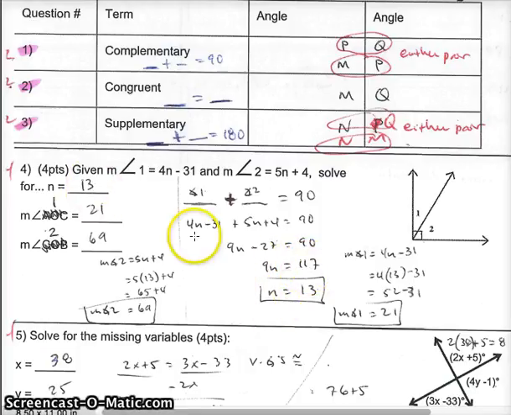There's 13. Now I can take the variable that I solved for and substitute it in. So n equals 13. You can multiply and get 52 minus 31. That'll give you measure of angle 1 is 21. And over here, measure of angle 2 is 5n plus 4. Substitute in 13. 5 times 13 is 65. 65 plus 4 is 69. Notice how these two will add up to be 90 degrees.